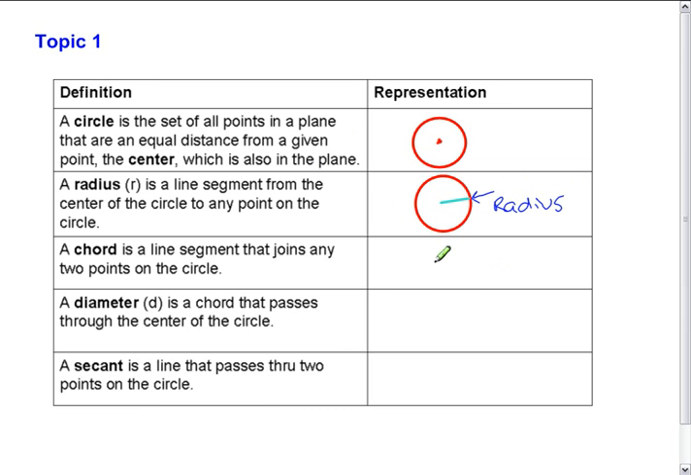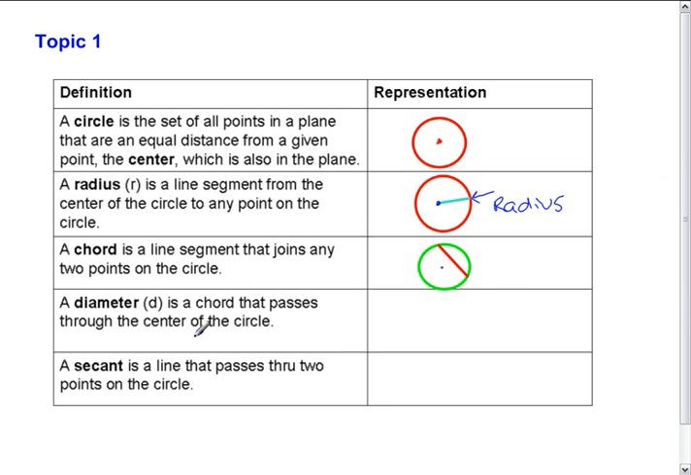Next definition is for a chord. A chord is also part of a circle, so we start off with our circle. We've got the center of our circle, and a chord is a line segment that joins any 2 points on the circle. So this time it doesn't say anything about going through the center. So a chord just goes from one point to another point. It does not have to go through the center of the circle. That's a big difference between that and the radius, which does go through the center.